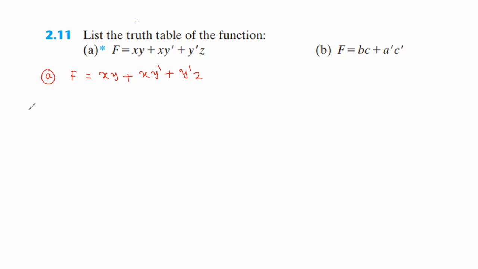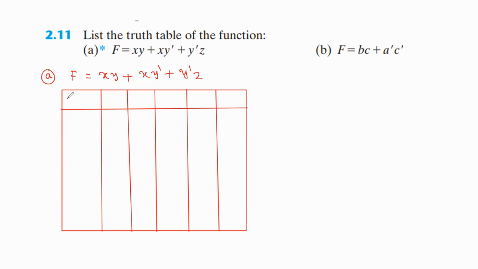Now let us draw the truth table. This is the truth table. The input variables are x, y, and z, and the output variable is f. In between, we have to develop each and every product term. First we take the y dash value. Later, we write the xy term, xy dash term, and y dash z term. Totally, f equal to the OR-ing of all these terms.